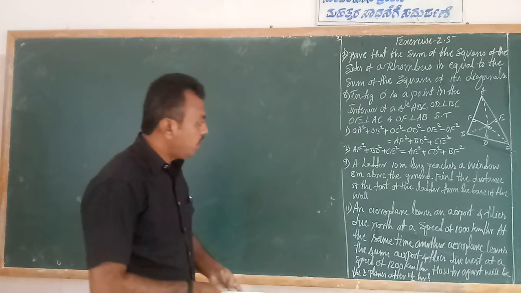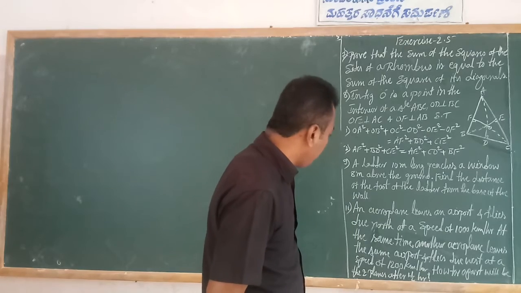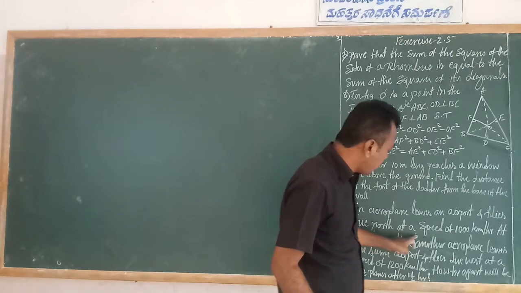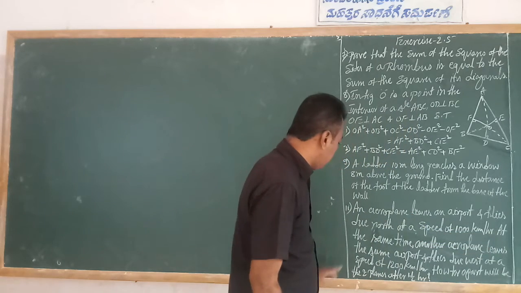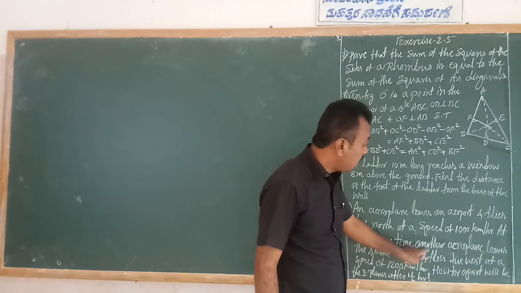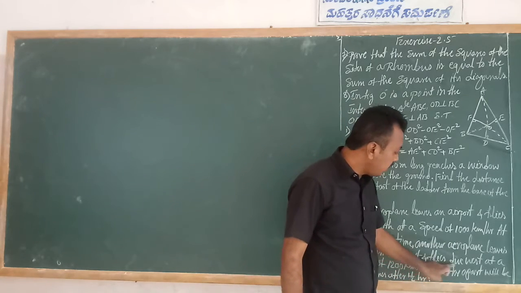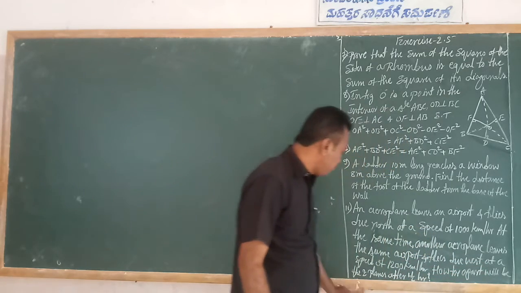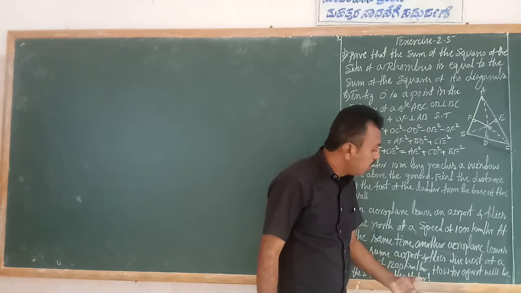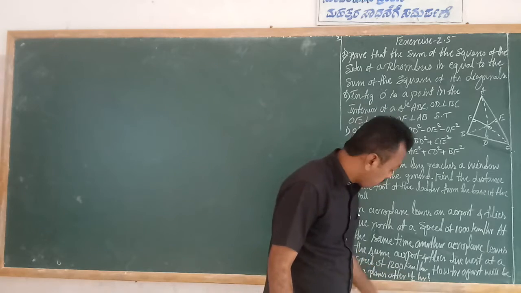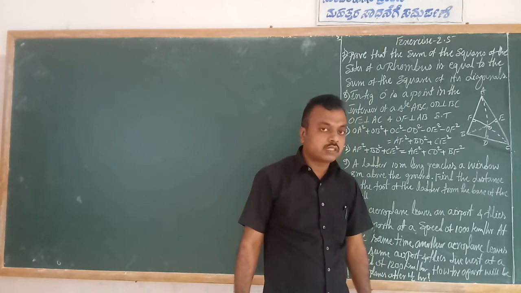An aeroplane leaves an airport and flies due north at a speed of 1000 km per hour. At the same time, another aeroplane leaves the same airport and flies due west at a speed of 1200 km per hour. How far apart will the two planes be after 1.5 hours?